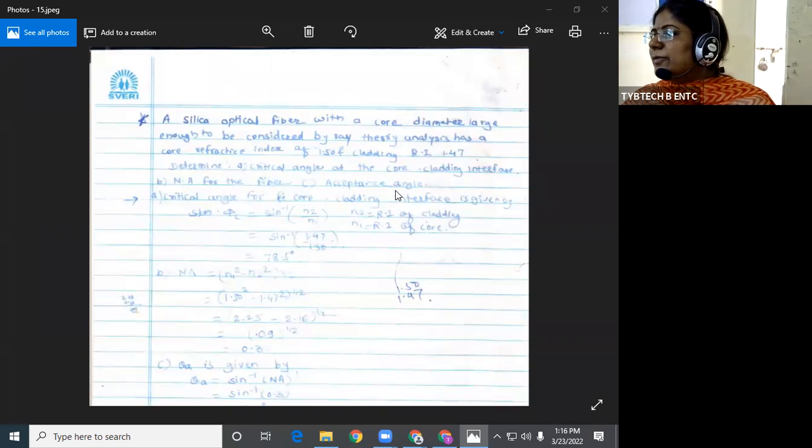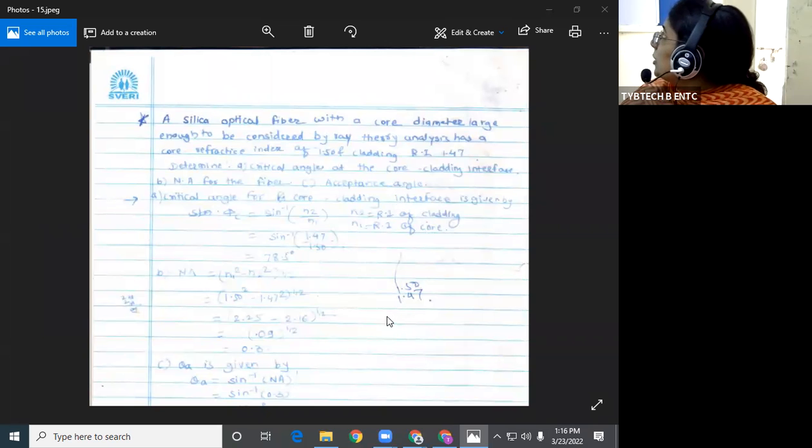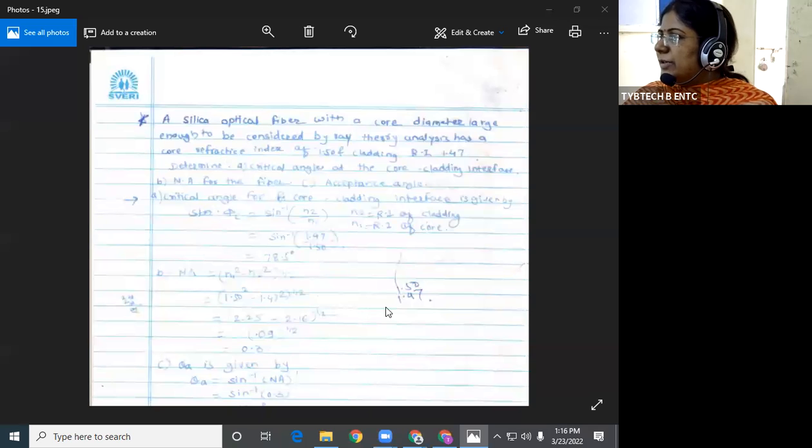So phi c, n1 given, n2 given. How can you calculate the phi c value? What is the formula? Phi c is equal to sine inverse of n2 by n1. Here n2 is 1.47 and n1 is 1.50. So you can calculate phi c as sine inverse of 1.47 divided by 1.50.